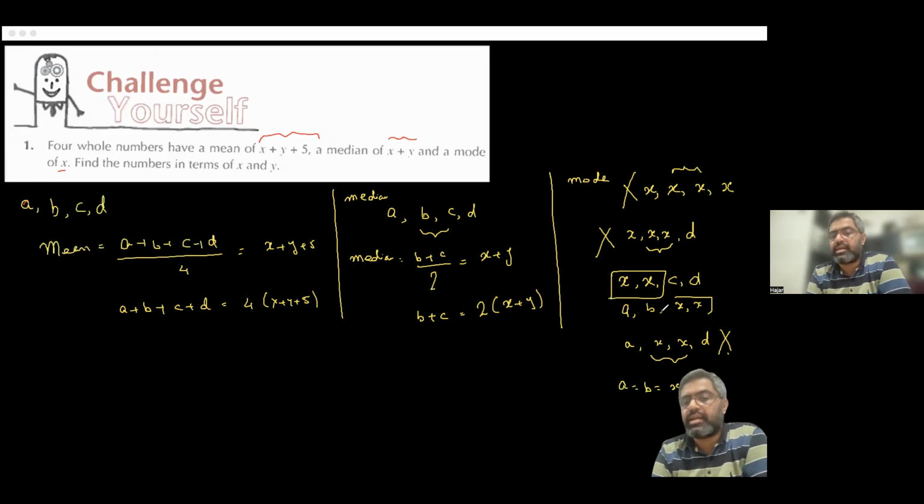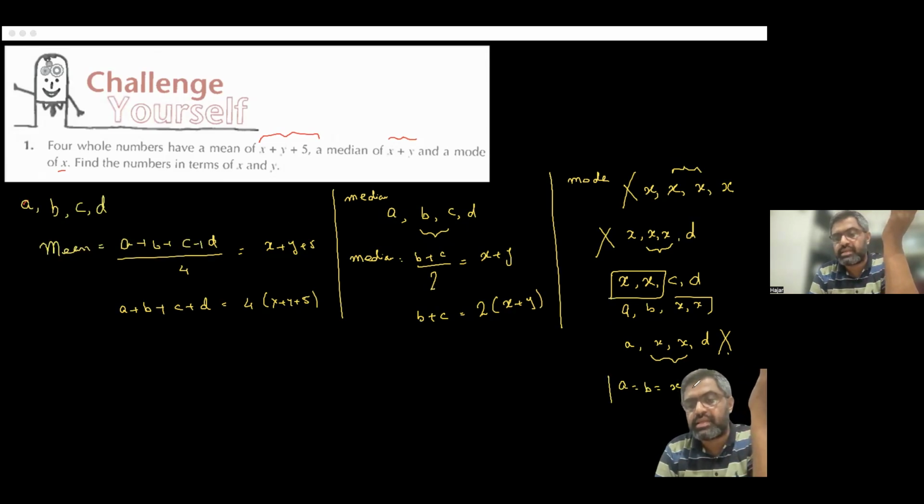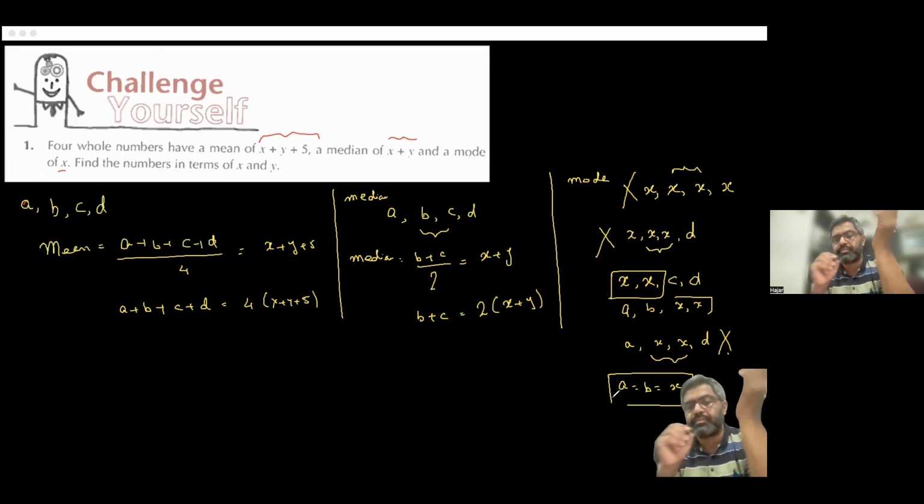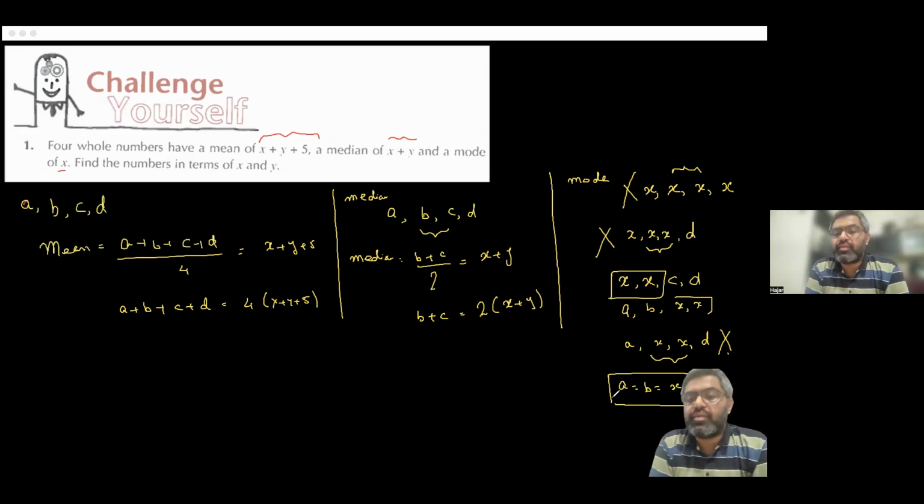We can equally take C and D as X, but we have to start from any one place. Let's suppose A and B is equal to X. So we have found the value of A and the value of B in terms of X. That is required, as we have to find the numbers in terms of X and Y. Since B is equal to X, over here we can find C.